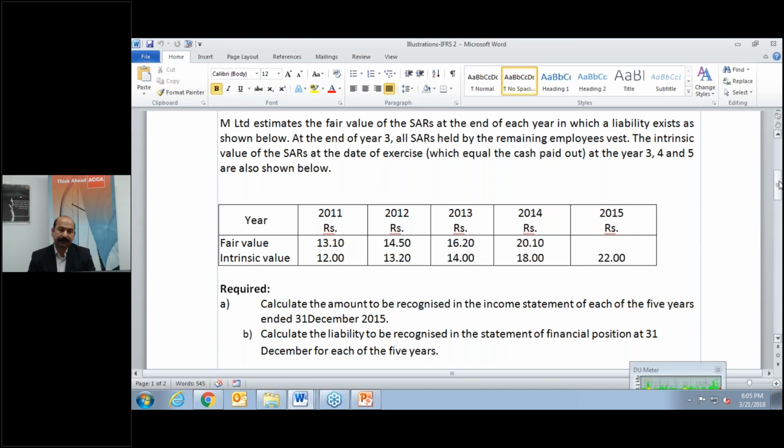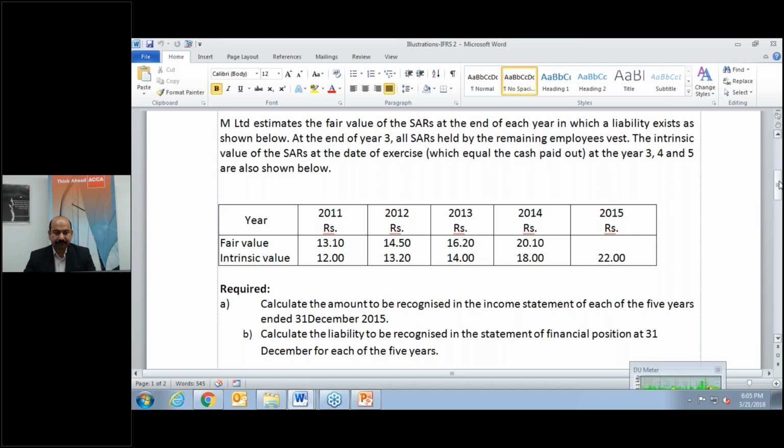Okay, required. Calculate the amount to be recognized in the income statement of each of the 5 years ended 31st December 2015. And calculate the liability to be recognized in the statement of financial position at 31st December for each of the 5 years.